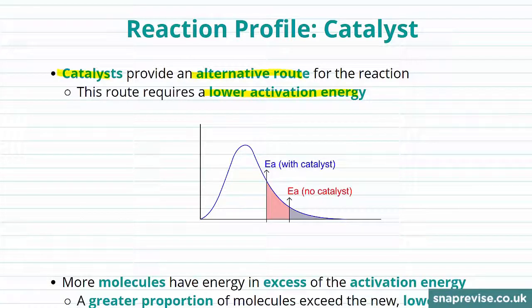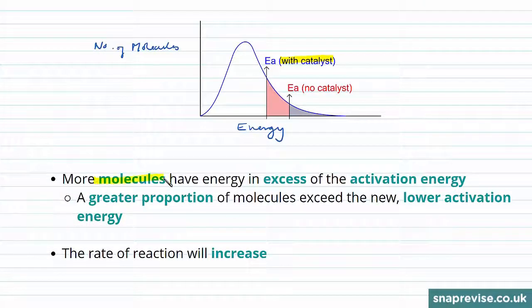Here you can see we have our Boltzmann distribution curve, where the x-axis is the energy and the y-axis is the number of molecules with that energy. What we can see here is that with our catalyst, we have a lower activation energy. We can see that more molecules have energy in excess of the new activation energy. What we mean by that is that a greater proportion of the molecules exceed the new lower activation energy. And therefore, more molecules can overcome this activation energy, and we see the rate of reaction increase.